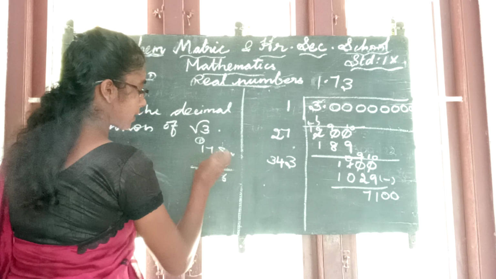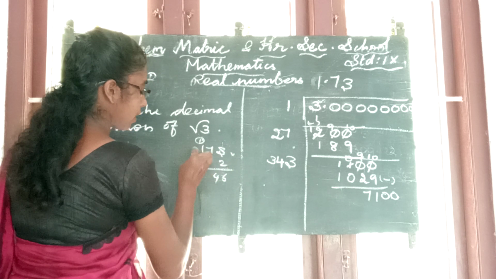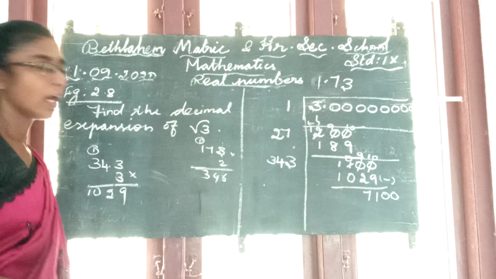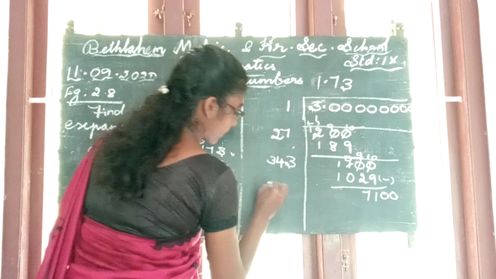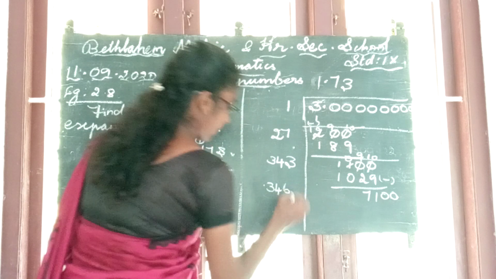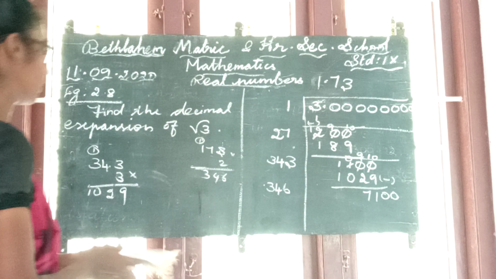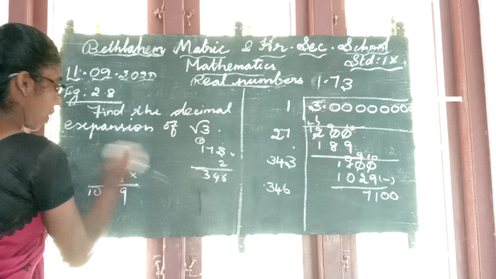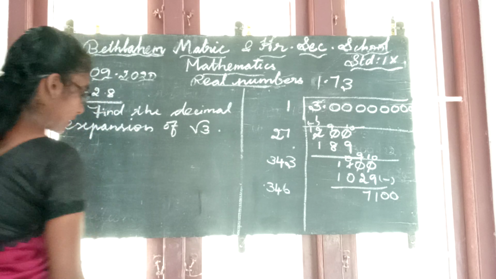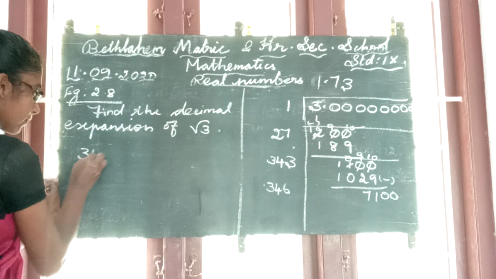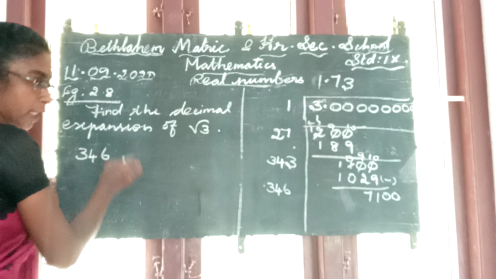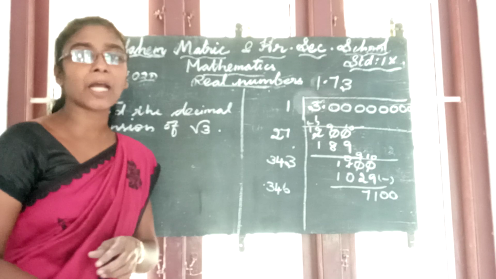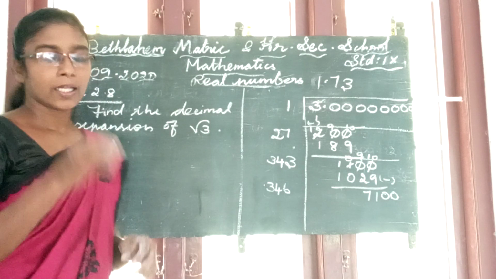3 2s are 6. 7 2s are 14. 3. 346. 346. Next, what do you have to do? You have to write 346. Here, write one number, any one number. With the same number, you have to multiply the number.